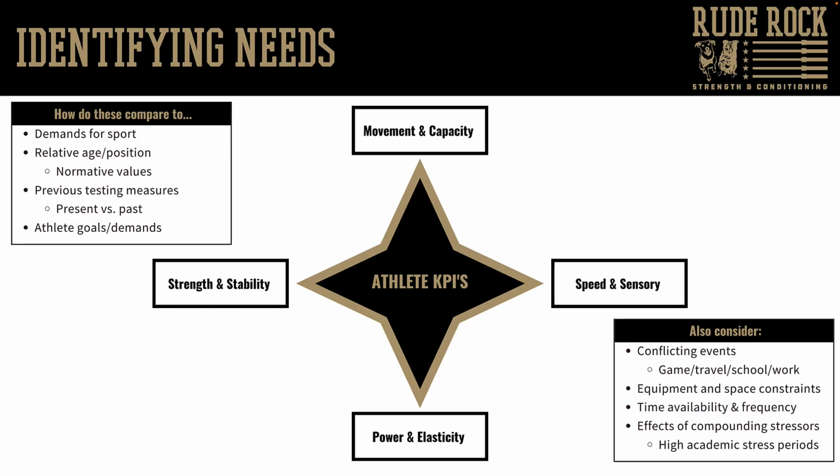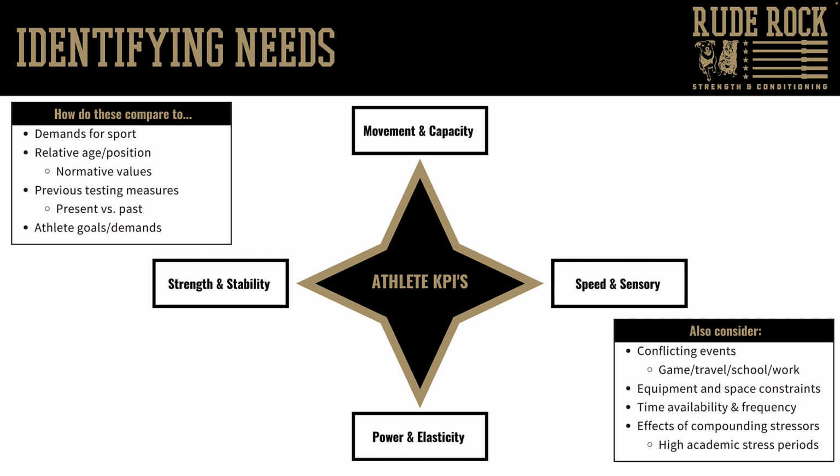The first thing that we need to do, as we've talked about in some of our previous episodes of this series, is understand that we need to identify our needs. So these needs can be really filled in or populated with anything. So for what I have here for athlete KPIs, movement and capacity, strength and stability, power and elasticity, speed and sensory, these are just my very general, broad organizational categories that, barring anybody with independent or specific things that they're bringing to the table, this is generally what I'm going to work from.